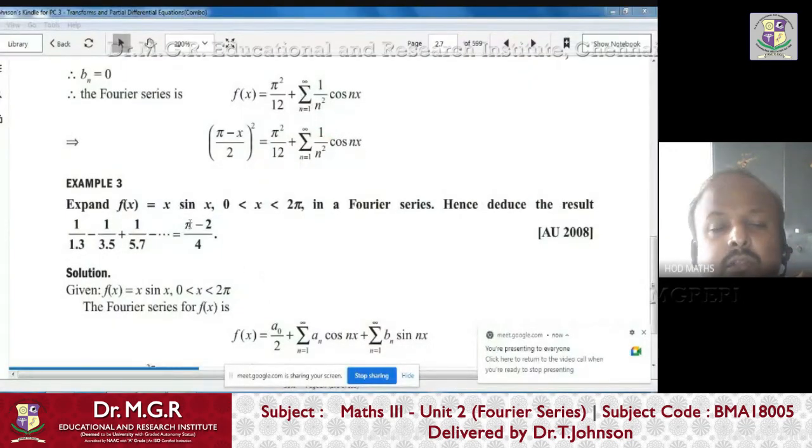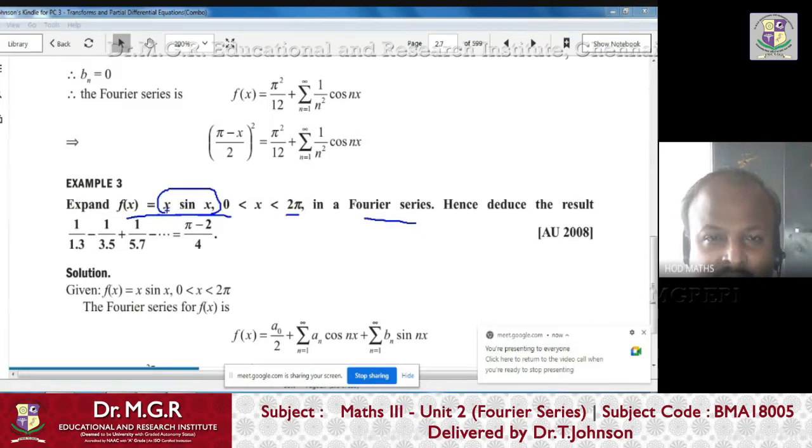Here we expand the function f of x equals x into sin x. It is defined in the interval 0 to 2 pi in Fourier series. Remember, sin x is already there, so half of the function is already in trigonometric form. But you can see the other half, that is x, is an algebraic function. Now you have to express the entire thing in terms of sines and cosines.